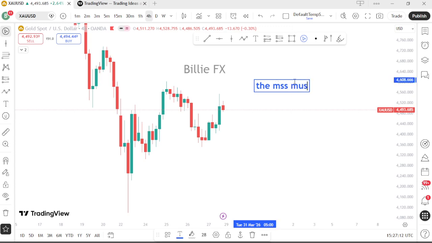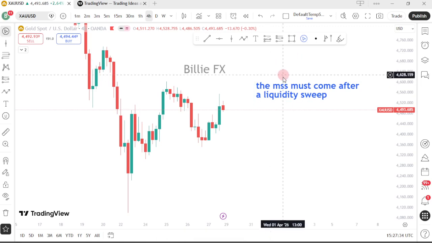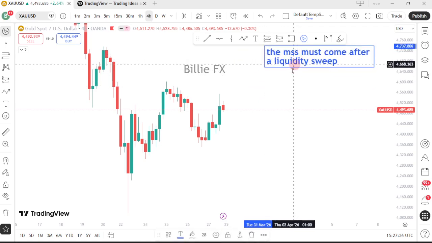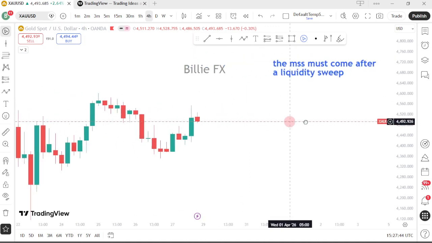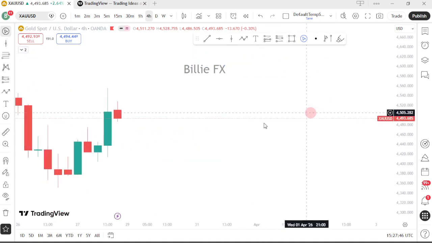The MSS must come after a liquidity sweep, right? So if you don't see the liquidity sweep and a market structure shift is forming, it simply tells you that it might not be high probability. So you stay away from that. Okay. So if you see the liquidity sweep and there's a formation of a potential MSS forming, you can anticipate that the probability of that MSS moving in our direction is high. When I'm talking about liquidity sweep, just focus on liquidity sweeps from previous candles.